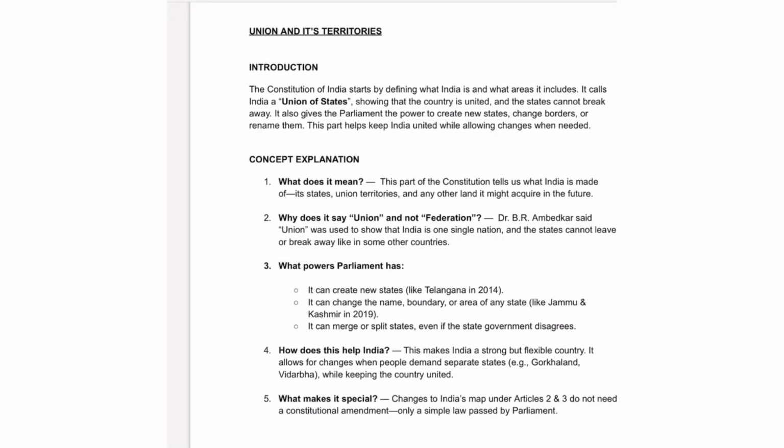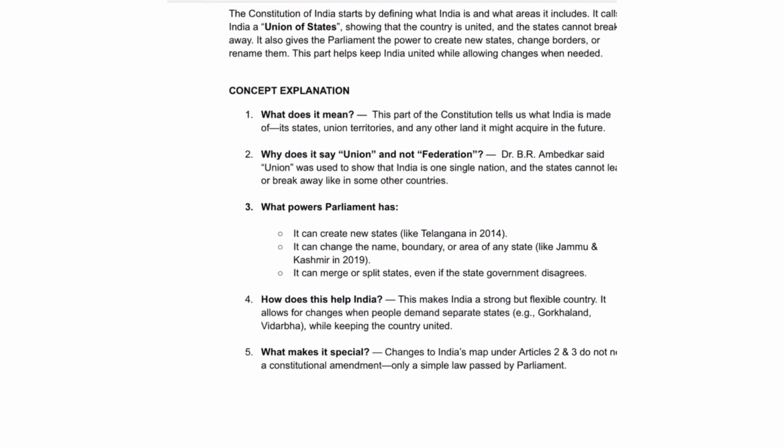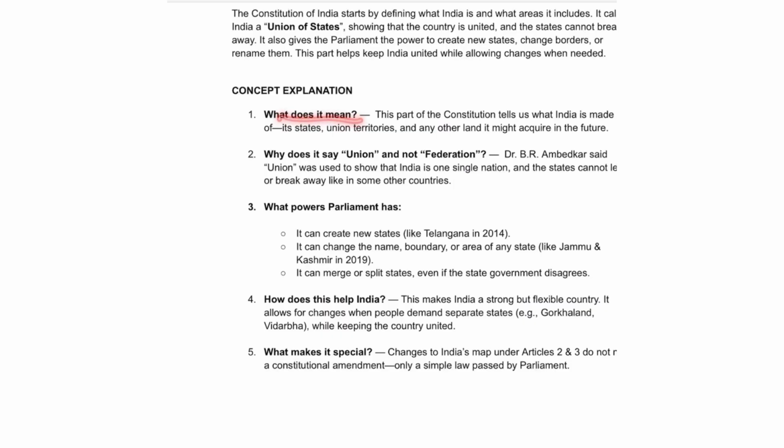So this video is about the union and its territories. So we'll understand what it basically means. What does it mean? This is the part of the constitution that tells us what India is made of. What is it made of? It's made of its states, union territories, and any other land it might further acquire in the future.